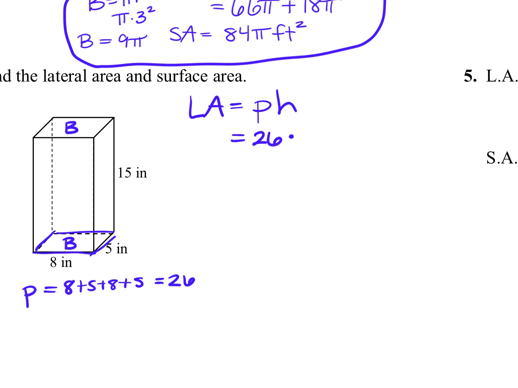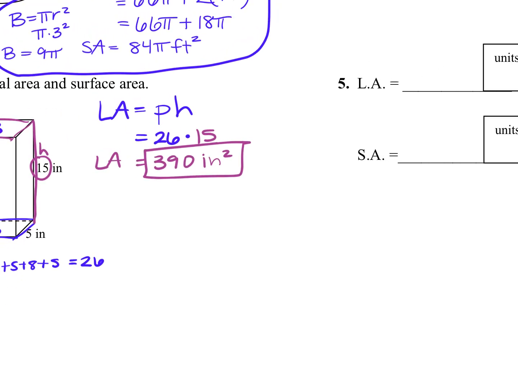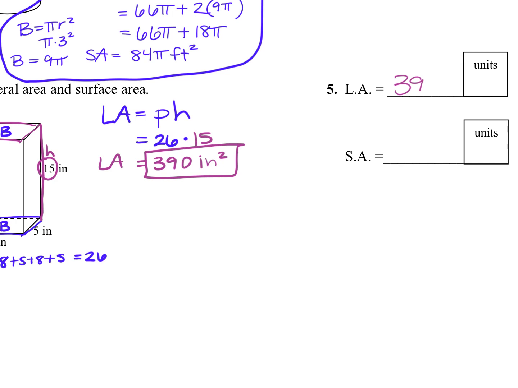What's H? The distance between your bases. This right here, right? From base to base is 15. So that's H. Plug that into your calculator. What do you get? 390. Square inches, because it's an area. Okay, so this is 390 inches squared.